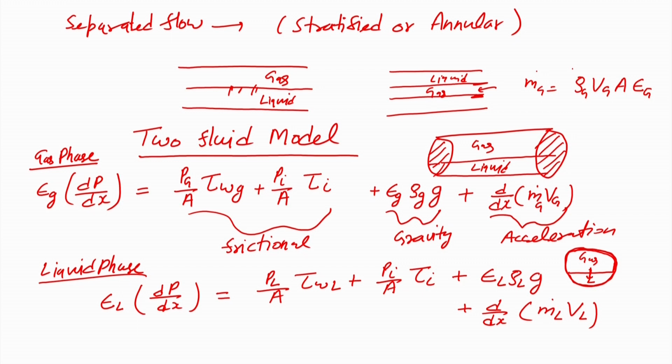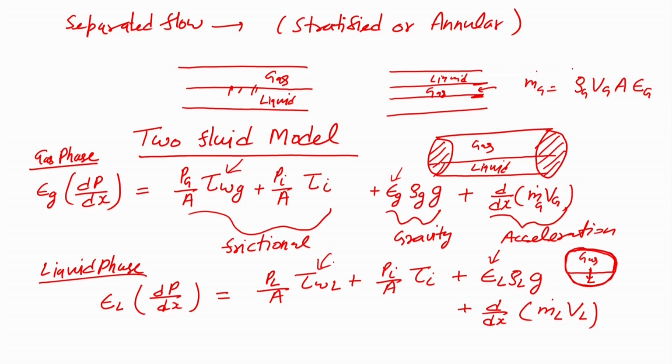The problem is to calculate epsilon g and epsilon L. You do not have an idea about that value, because there is nothing like a no slip condition. So epsilon here is not equal to alpha. You have to find alpha, epsilon g and epsilon L, then you have to find the values of tau w g and tau w L.